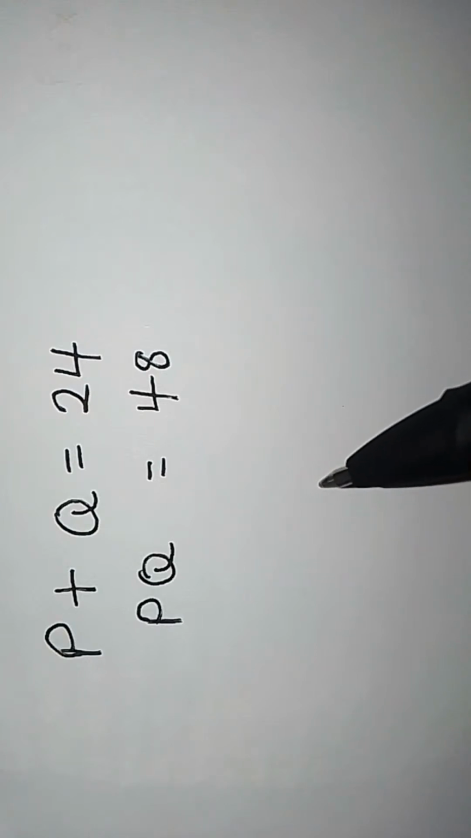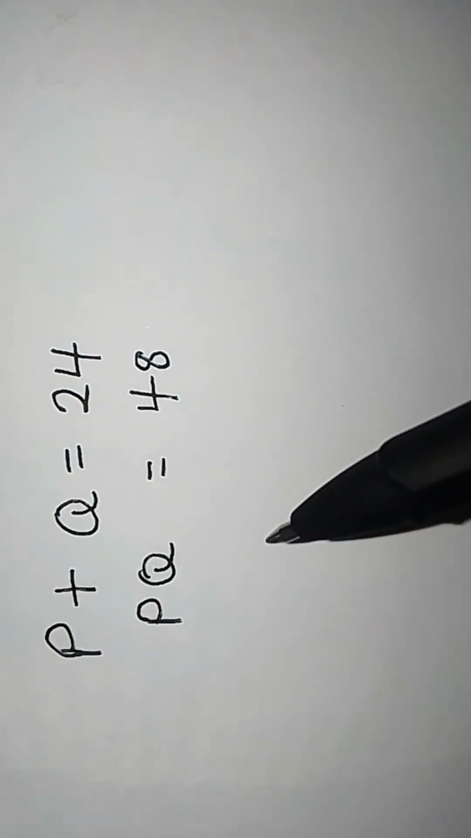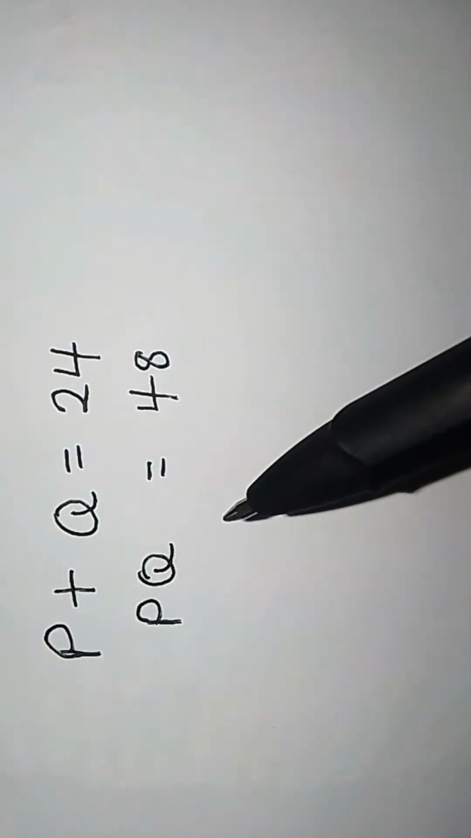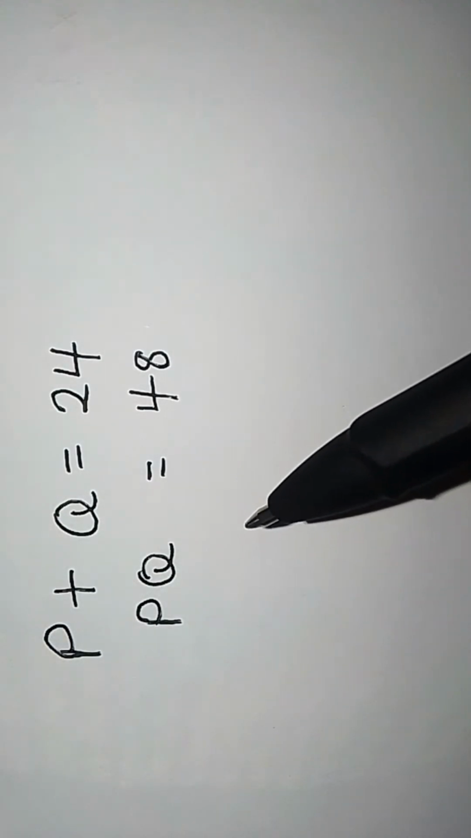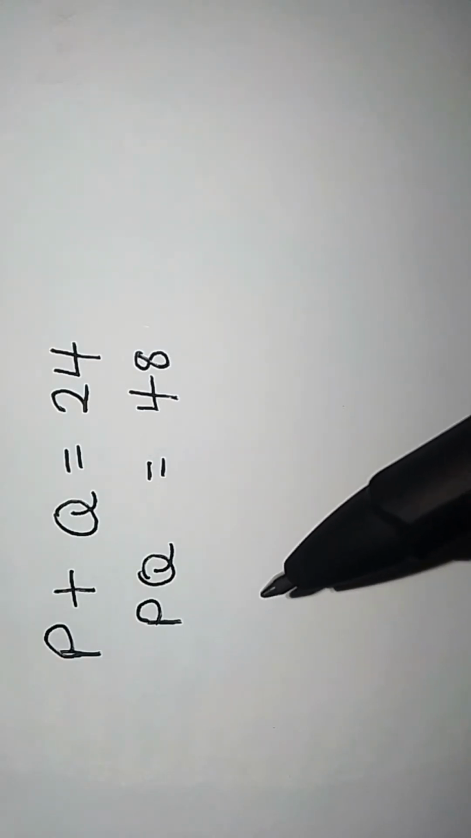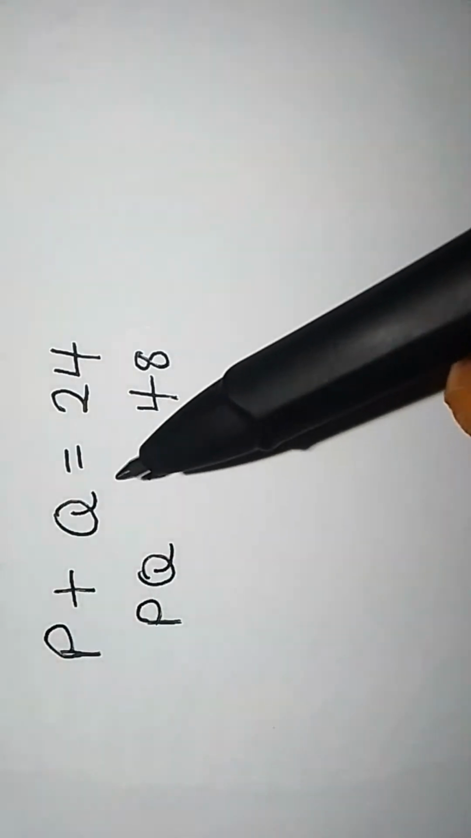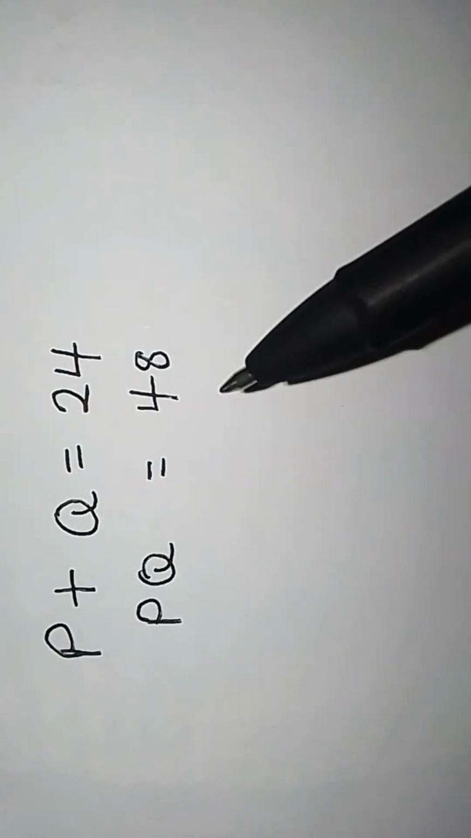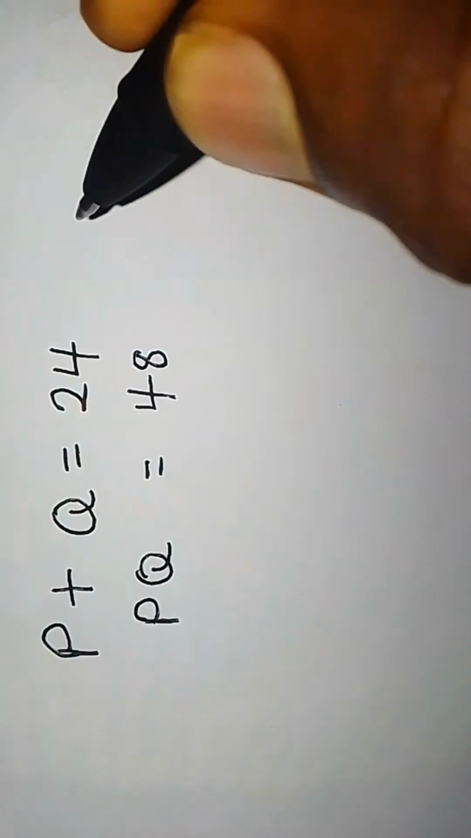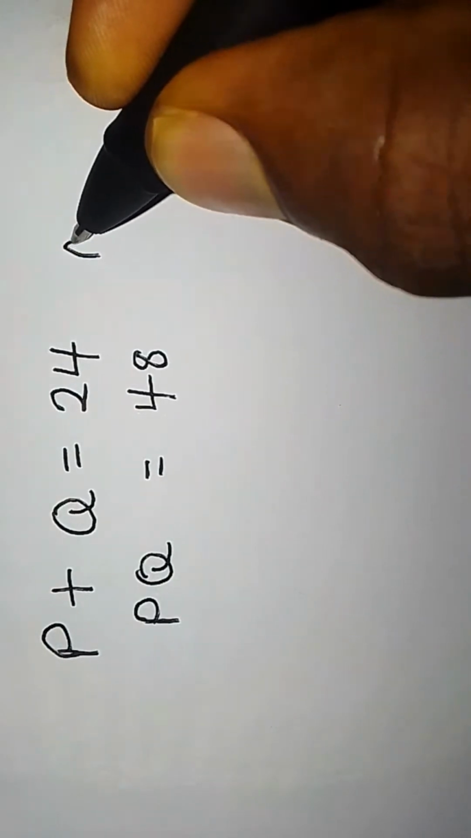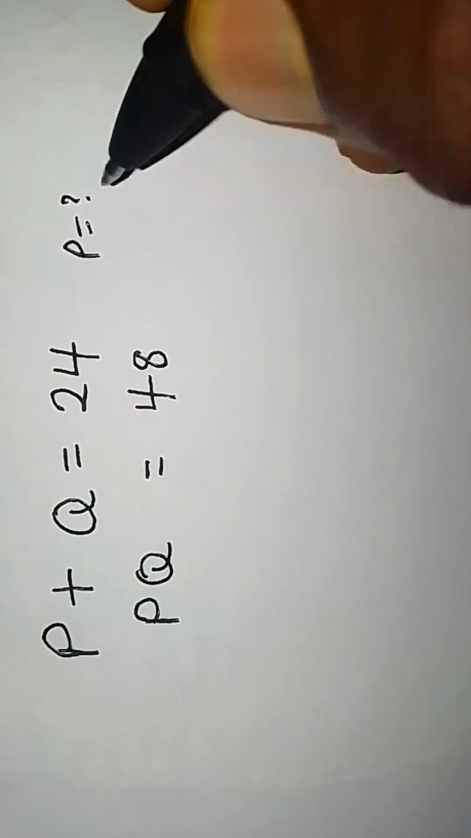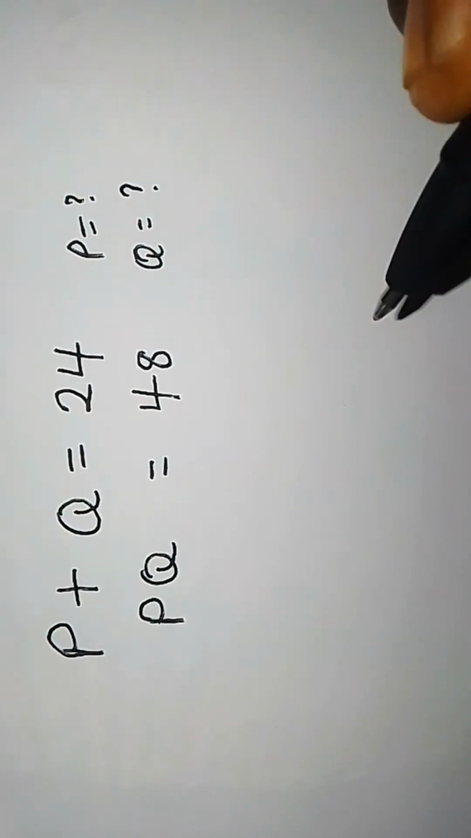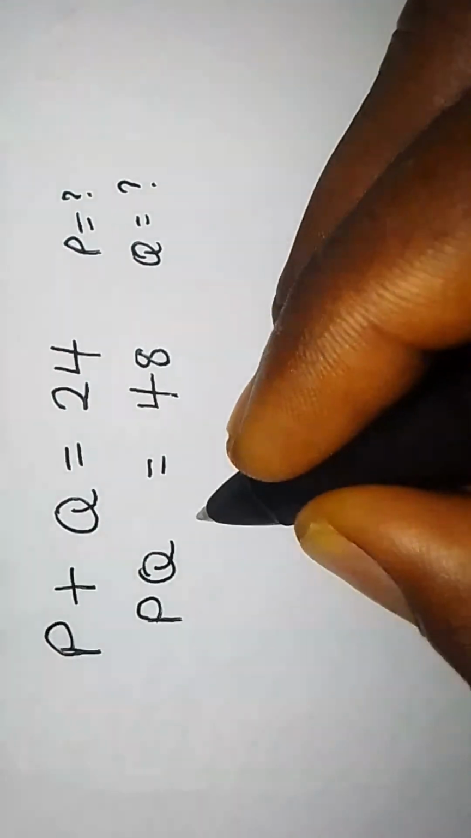In this live session video, we are going to be solving a simple looking algebra problem, but is it actually easy? P plus Q equal to 24, PQ equal to 48. We want to find the value of P and the value of Q. So without further delay, let us begin. Solution.